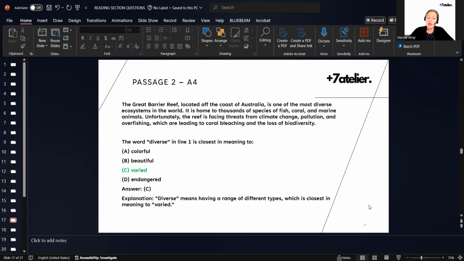And this is where you need to know the synonyms. This is what you're asked about. So that's the closest meaning to this word, and you need to understand that.